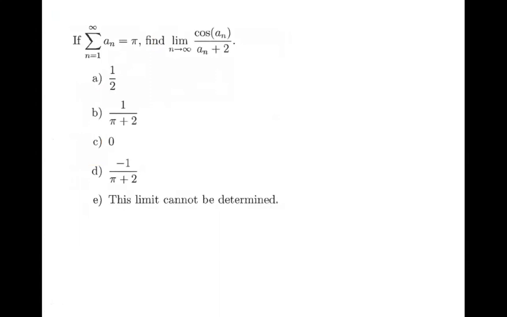Let's look at one more, another question that you may see. If the infinite series a sub n equals pi, find the limit at infinity of cosine of a sub n over a sub n plus 2. What do you think? What is this limit at infinity? Who can give me the answer? I can give you a minute.